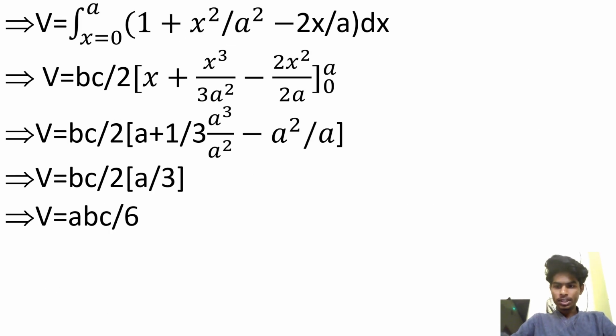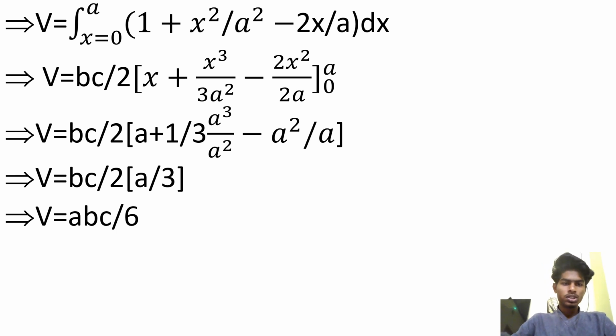Now we can see the next step. 1 minus x by a whole square is expanded as 1 square plus x square by a square minus 2x by a. It came from the formula a minus b whole square equals a square plus b square minus 2ab. Here we can see V equals to integration of x equals to 0 to a, 1 plus x square by a square minus 2x by a with respect to dx. Now we are integrating the equation with respect to dx.